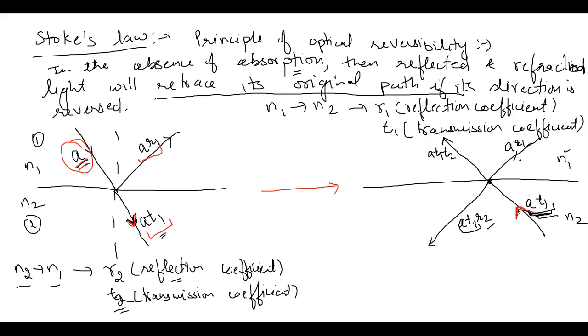Now, when I reverse the direction from here to here, this is now incident. T1 is the incident light from medium N2 to medium N1. And when you are going from medium N2 to N1, we said that R2 will be your reflection coefficient and T2 will be your transmission coefficient.